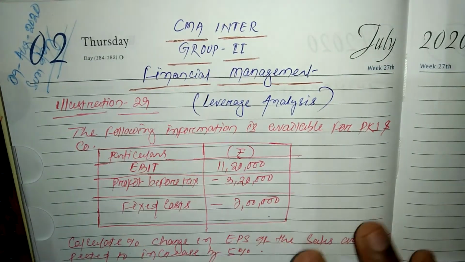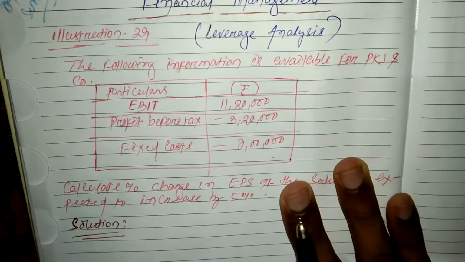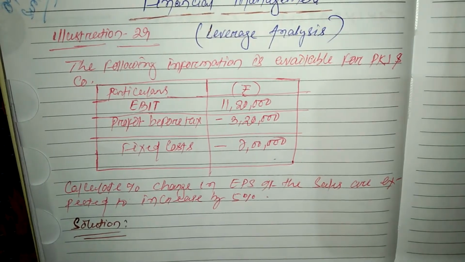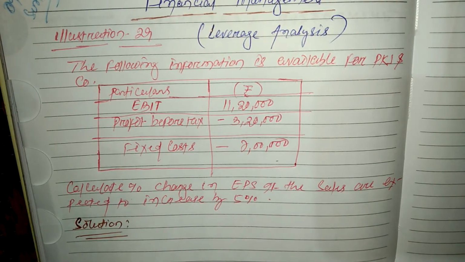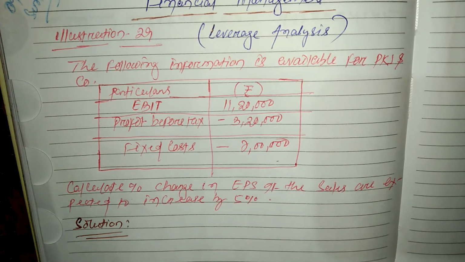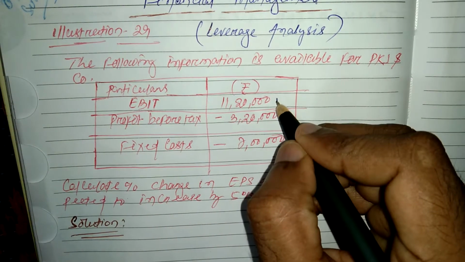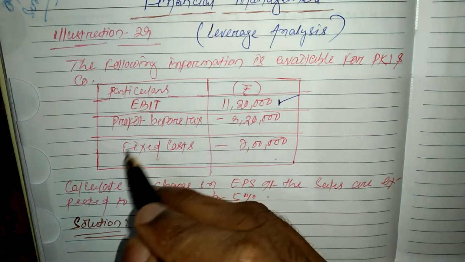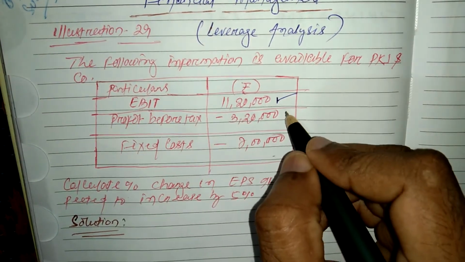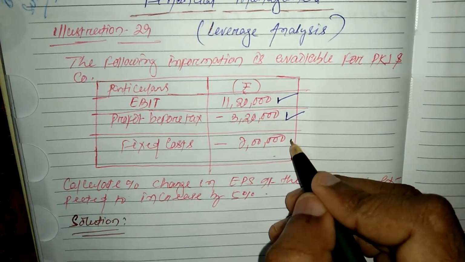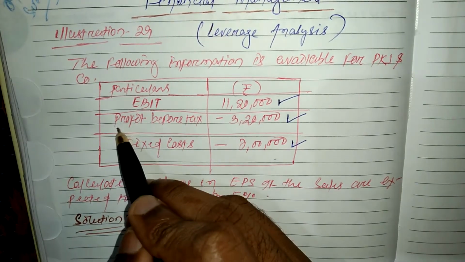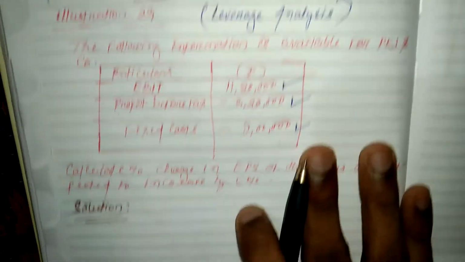Illustration number 29. In the question, the following information is available for PKJ and Co. EBIT is given as 11 lakh 20,000, profit before tax 3 lakh 20,000, and fixed cost 7 lakh. EBIT, profit before tax and fixed cost are given.